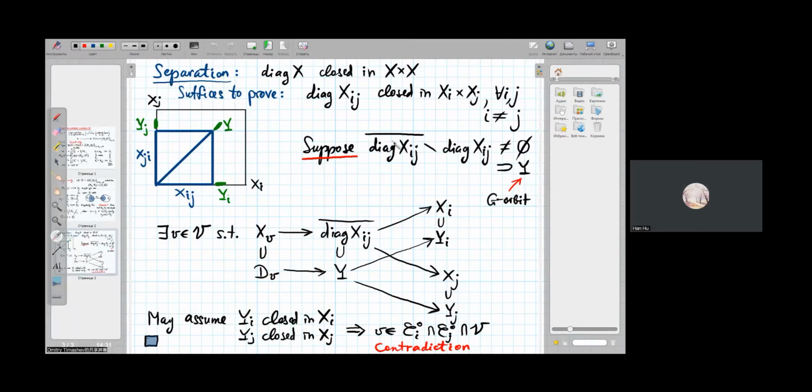Yes. We forget about the whole closure, and we look only at the part of this closure which contains Y. So the claim is that when you shrink Xi and Xj in this way, this set may be smaller, but the diagonal will still be non-closed, and the closure will contain this orbit, because both projections of this orbit will be preserved. We do not kick them out. Okay?